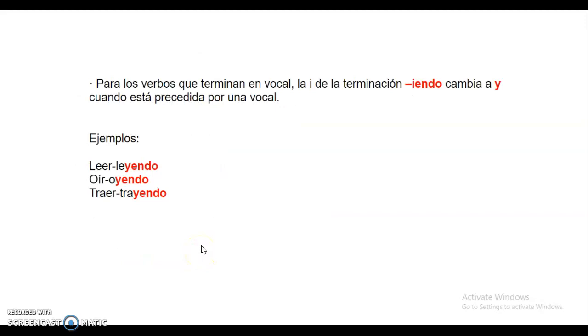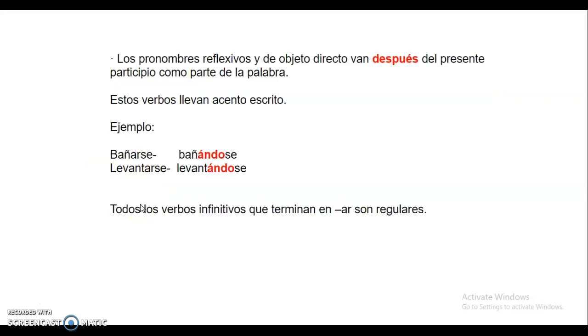Okay, what happens with those funky verbs like leer, oír, and traer? What are they different? They're different because, as you can see, there is an ER, IR, ER. But then there is una vocal, A, O, E. When you see something like that, you know that you have to put the Y. Leyendo, oyendo, trayendo. And that is just because they want you to pronounce this that way. Okay.